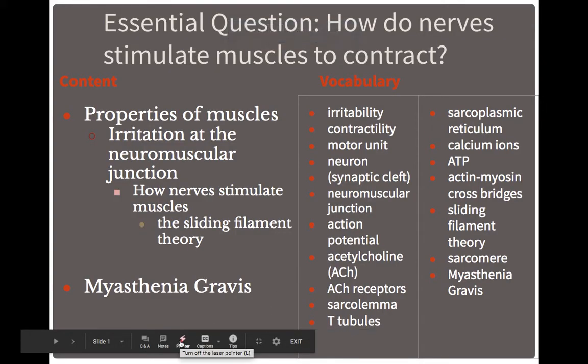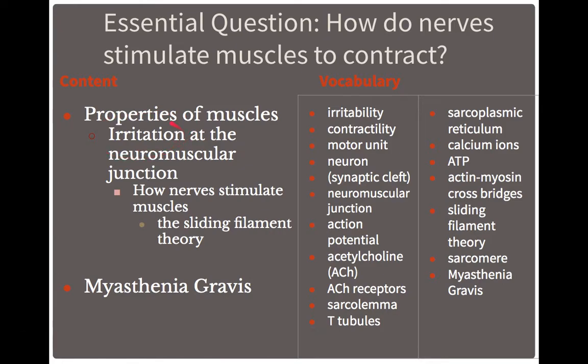Hi everyone. So the question here is, how do nerves stimulate muscles to contract? We'll talk about the properties of muscles, and in particular, we'll talk about how muscles are irritated by nerves at the neuromuscular junction. And as part of that, we'll discuss the sliding filament theory.